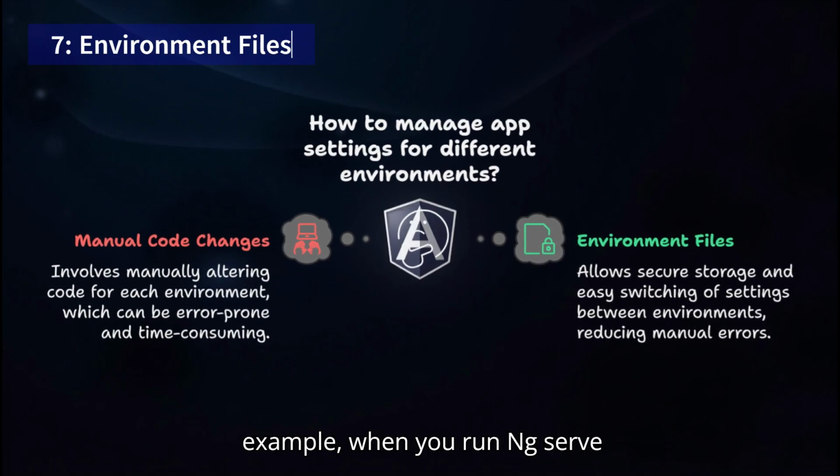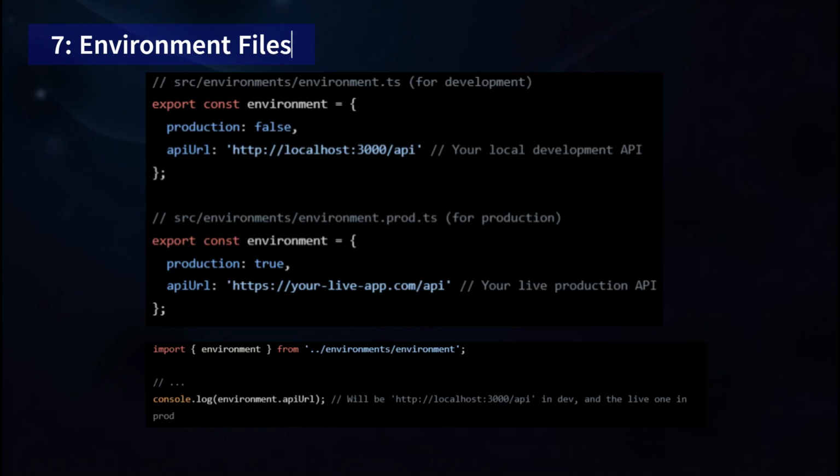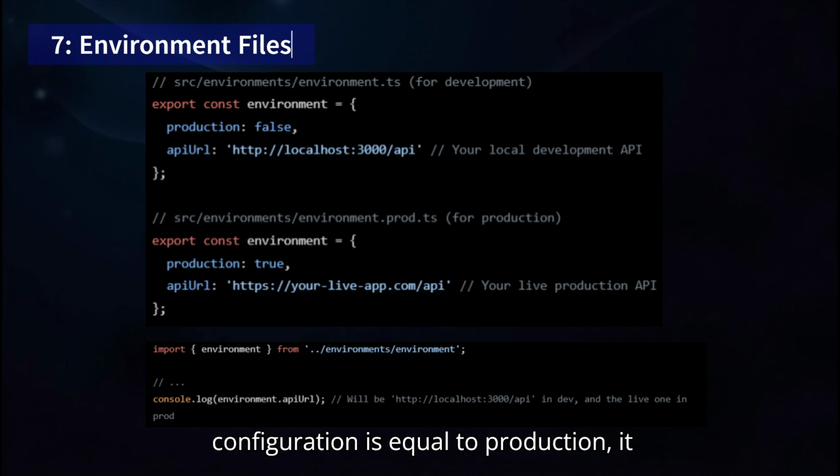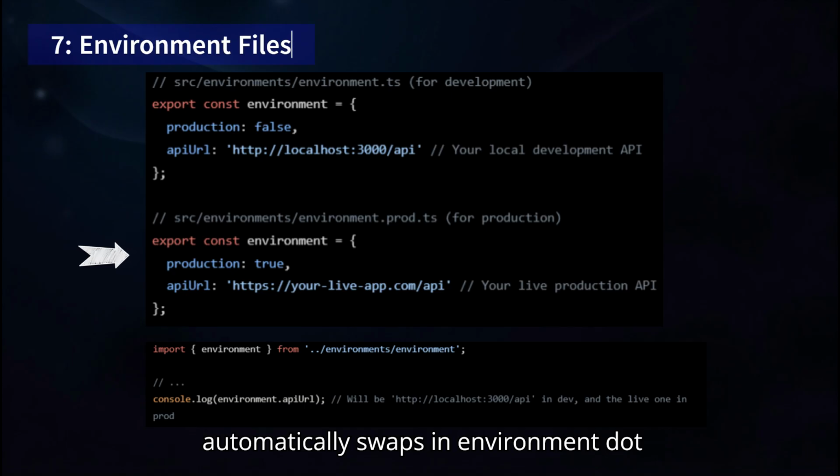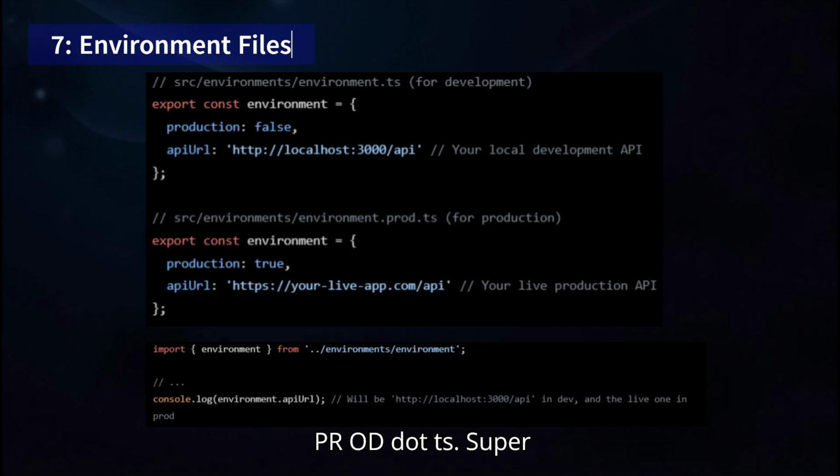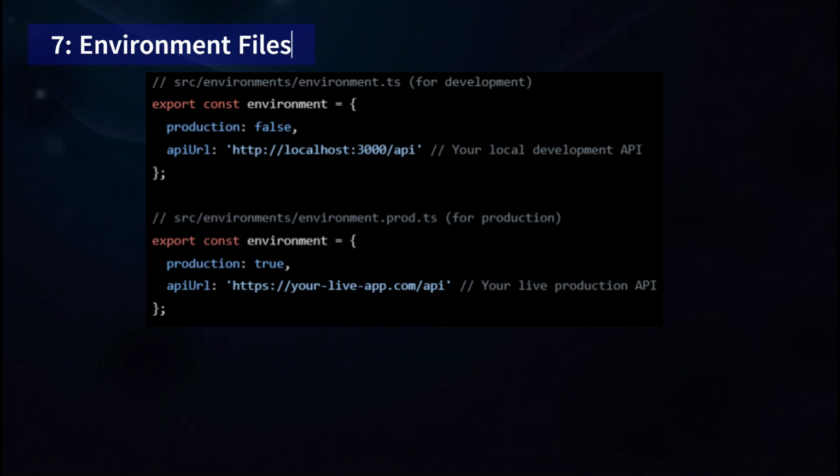For example, when you run ng serve for development, Angular uses environment.ts. When you build for deployment with ng build, configuration equals production, it automatically swaps in environment.prod.ts. Super handy for keeping your sensitive production settings separate.